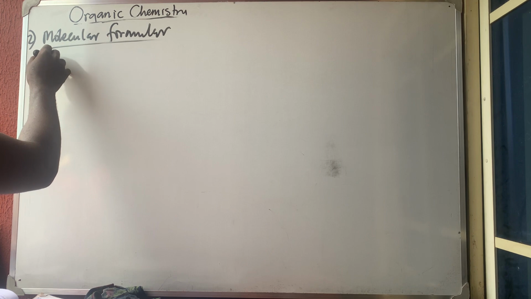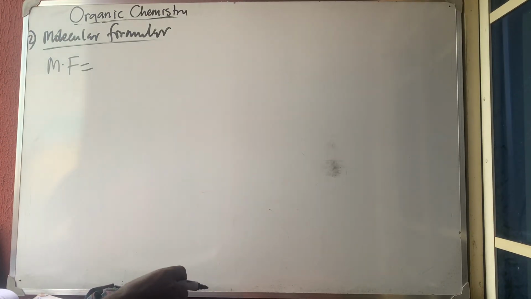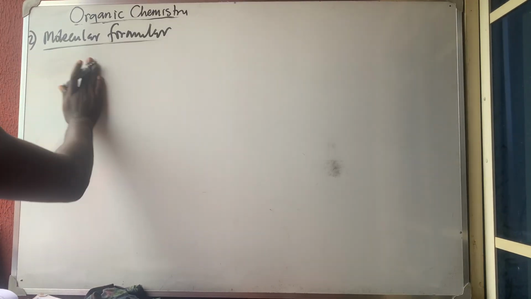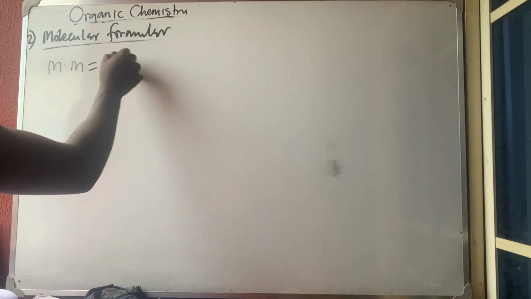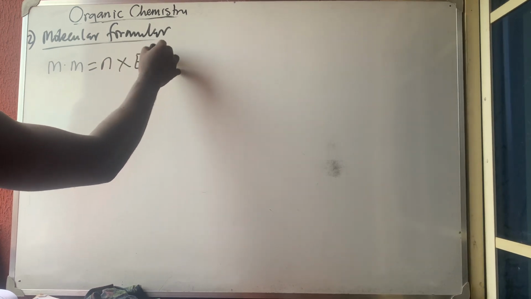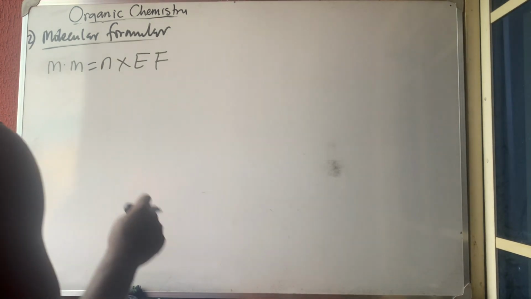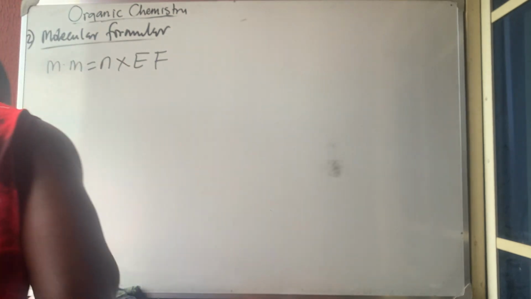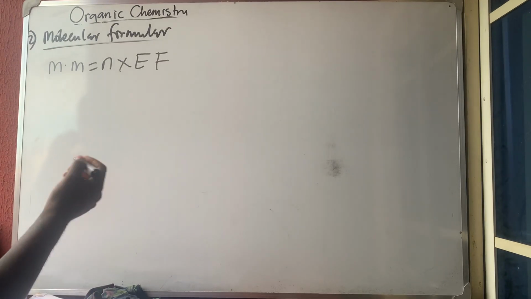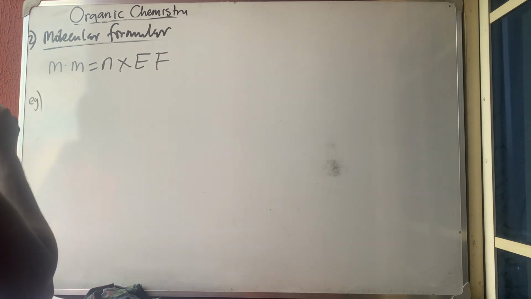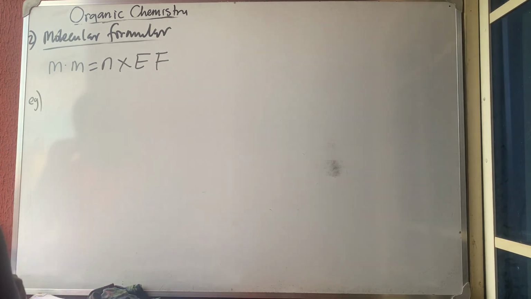Therefore, sorry, we have to know that molar mass is equal to N times empirical formula. That's for me to get my N. So the molar mass is given by N times the empirical formula. So let's solve an example to illustrate what we just said.